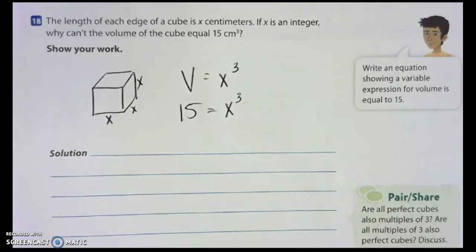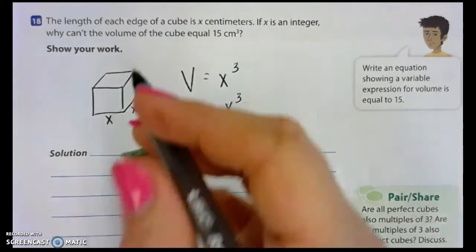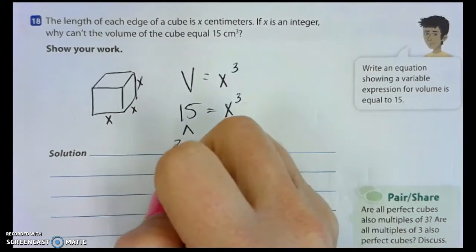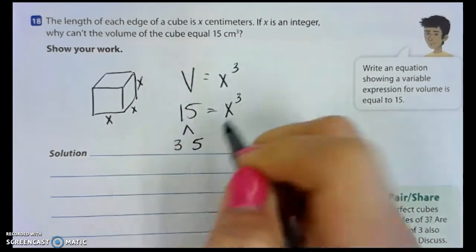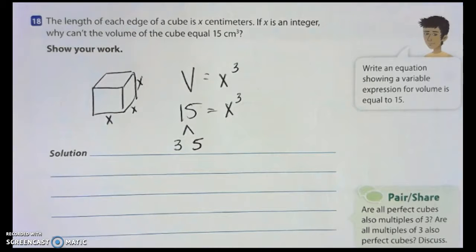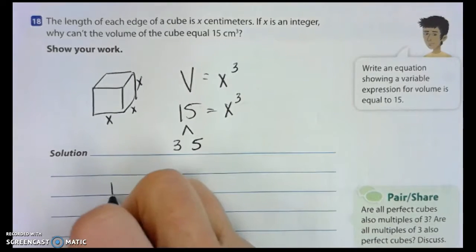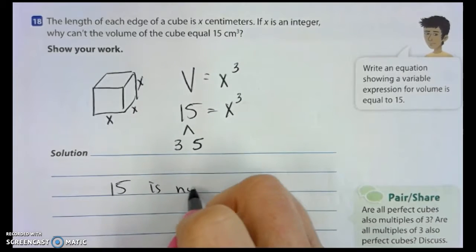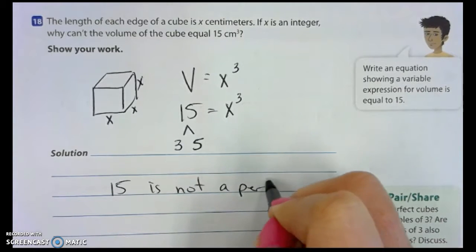Is 15 a perfect cube? If we factor this, we would have 3 times 5. Is 3 times 5 a perfect cube? No, it is not. We do not have 3 factors of 3 or 3 factors of 5. So this can't be 15 because 15 is not a perfect cube.